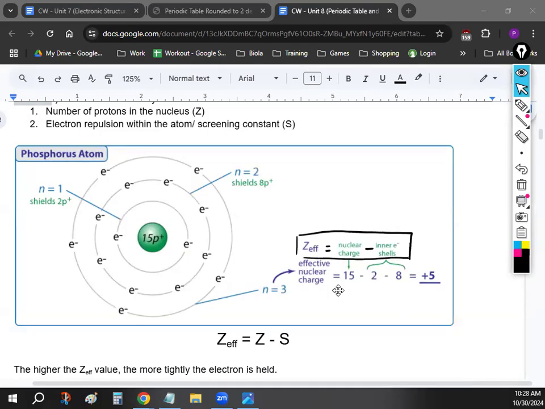Okay. So a very simple difference equation, just subtract.